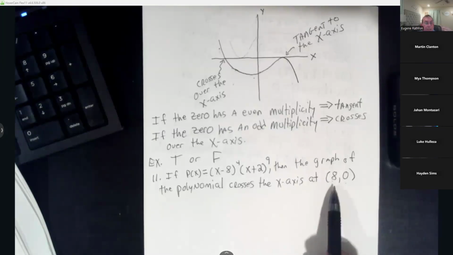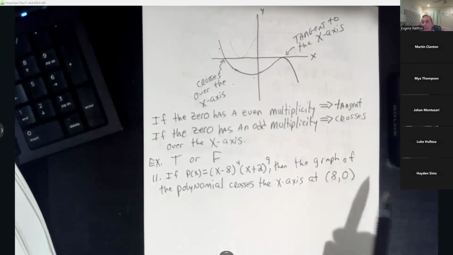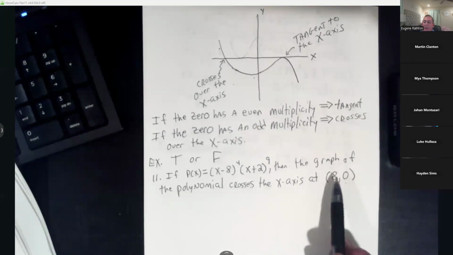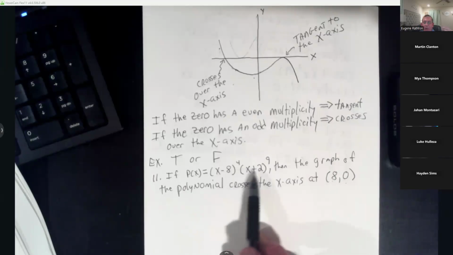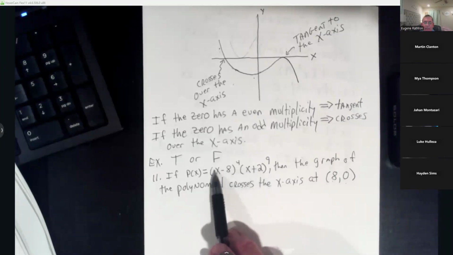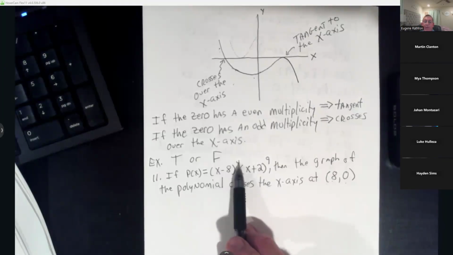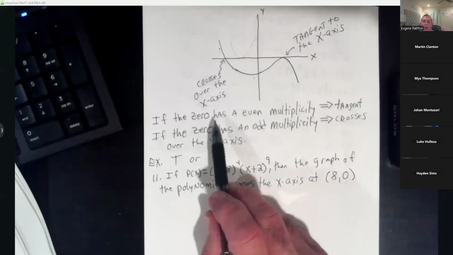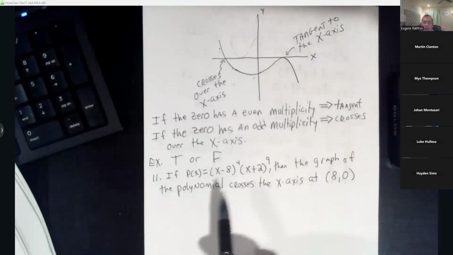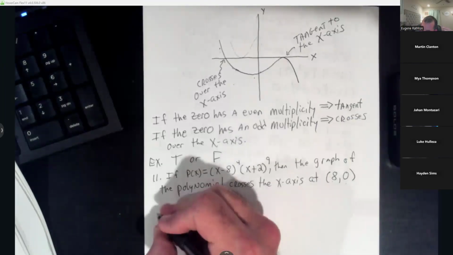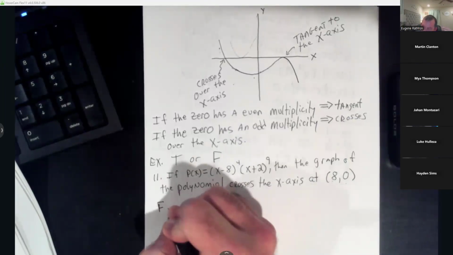And also, if the zero is 8, remember the x-intercepts are equal to the zeros of the polynomial. So if that's an 8, the only factor that could give you a zero of 8 is the x minus 8 factor, okay? It has a multiplicity of 4. A while ago, we said if it was even, it was tangent. They said it crosses, so that would be false.